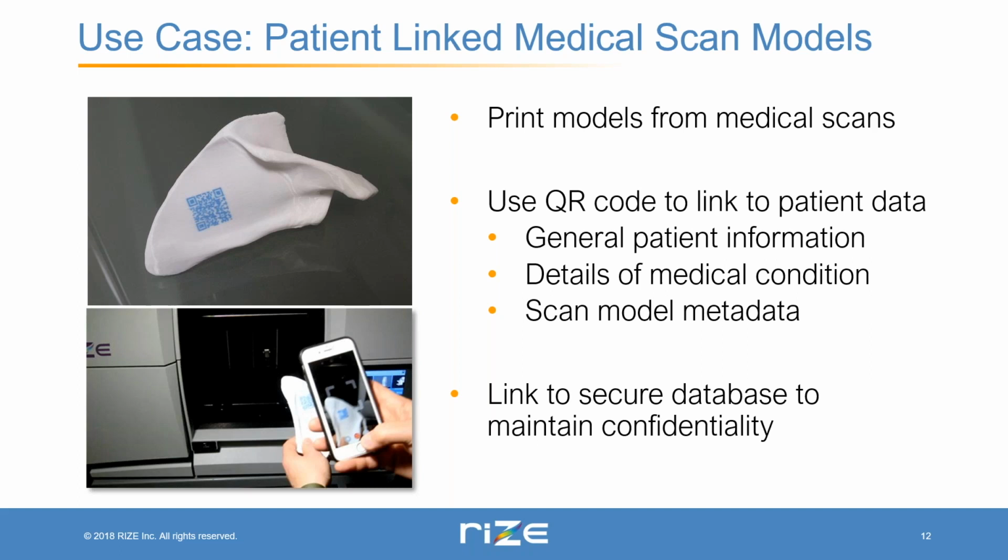A QR code applied to the surface of a printed model can link that model to a database of information about the patient, their medical condition, and the scan metadata of this particular model. Most importantly, that type of data is confidential. Linking the QR code to a secure database gives doctors convenient and organized documentation of printed patient models, but prevents unauthorized users from accessing a patient's personal information, even if they have access to the physical part.